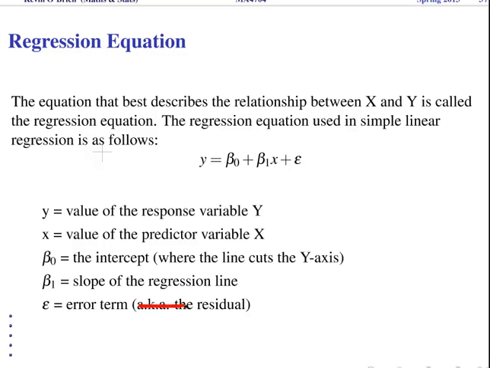I'll sort of skip that part. It's not actually the residual. It's just a little bit of random error. Now, essentially, the idea is we're trying to come up with estimates for beta 0 and beta 1. We don't know what they are, so what we'll do is try and estimate them from data.